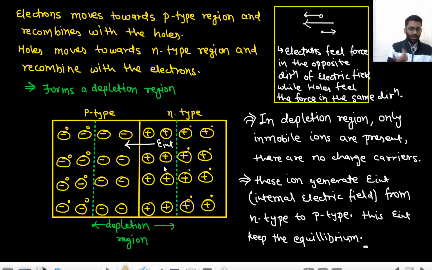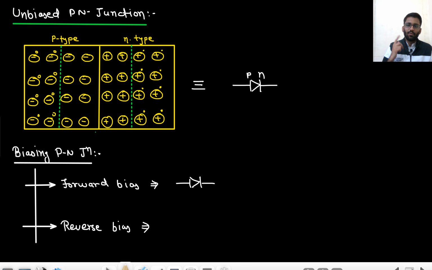So what will we do? How can we apply an electric field? By connecting a battery. We will connect a battery, and then we will see what happens in the PN junction. This was our unbiased PN junction. Now, how do we denote it in a circuit? In a circuit we denote it like this, and we call this a diode. This is the structure: this side is known as P, this side is known as N.